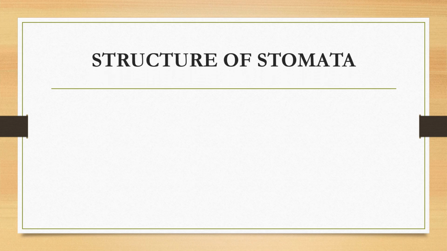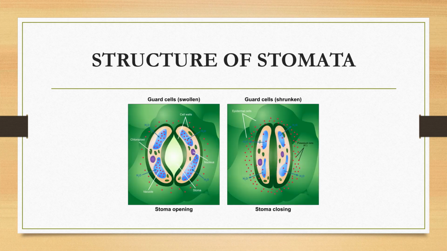Now, just have a look at the structure of stomata. You learned the structure of stomata in the first or second lesson. And what is stomata? Stomata are small tiny pores present on the surface of the leaves. Stoma is singular. Stoma is guarded by kidney-shaped cells called guard cells. It is the guard cells that control the opening and closing of the stoma. Stomata is plural and stoma is singular.